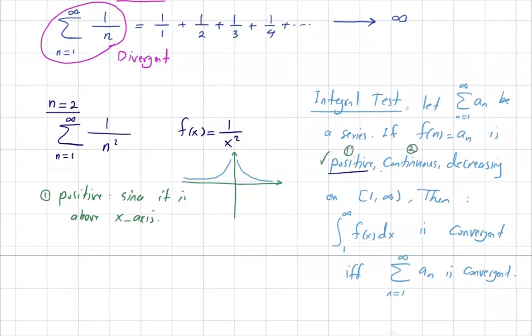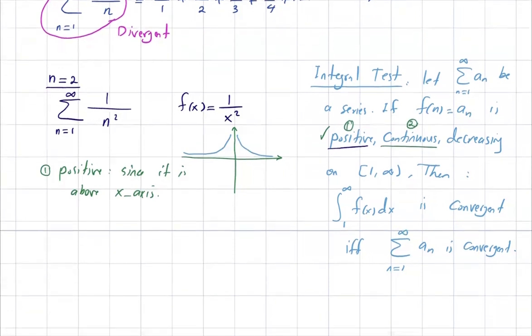Is it continuous? It is continuous on 1 to positive infinity. It only has one vertical asymptote. So indeed, your function is continuous on 1 to positive infinity. The second condition is met. What about the third condition?